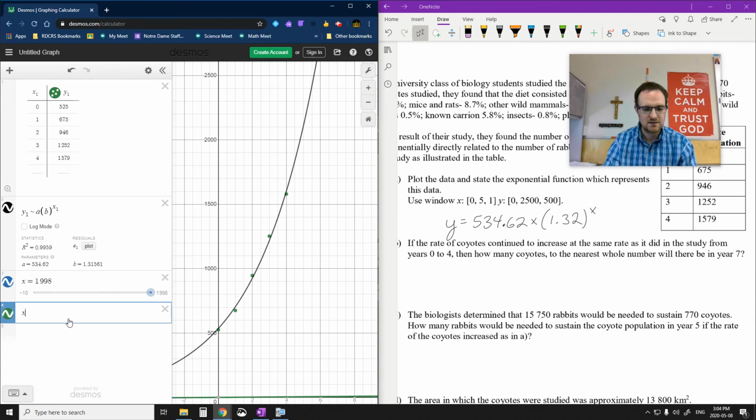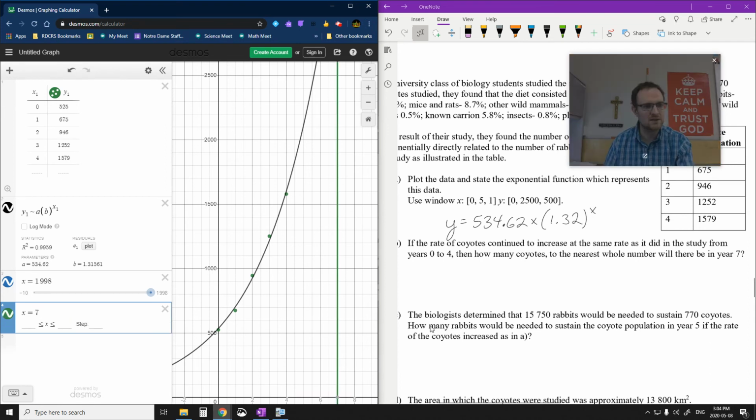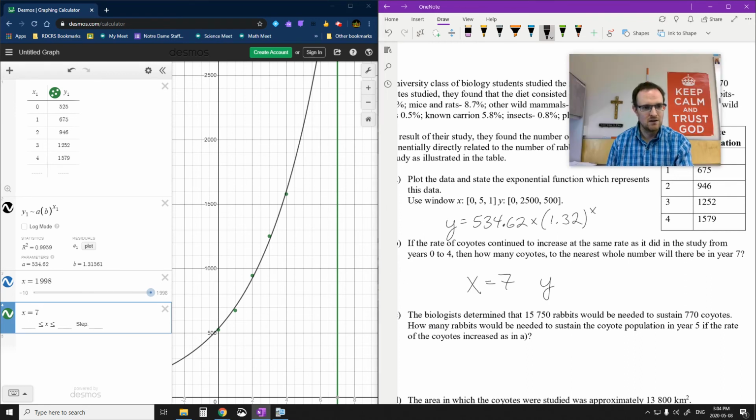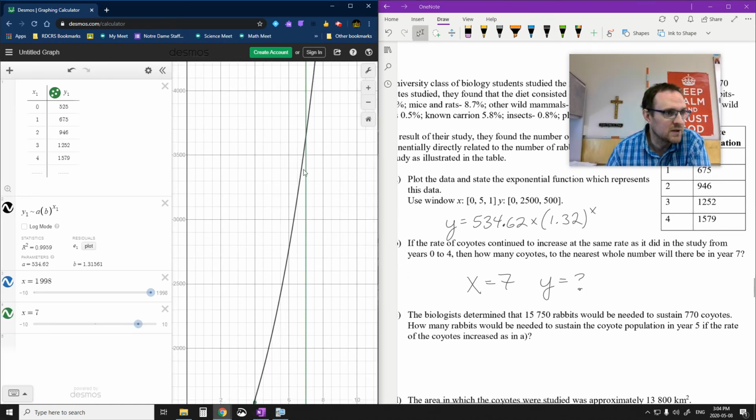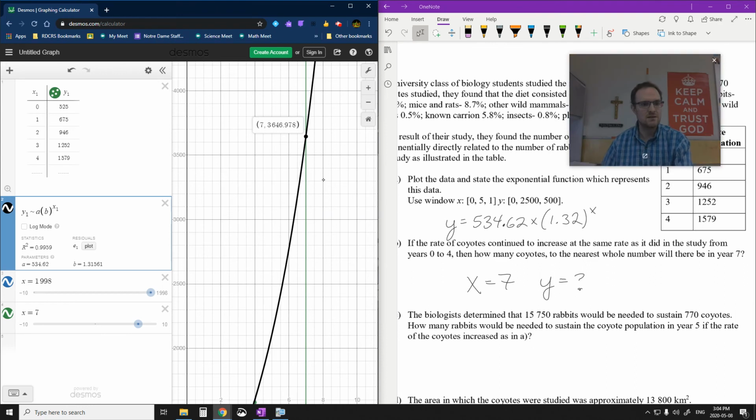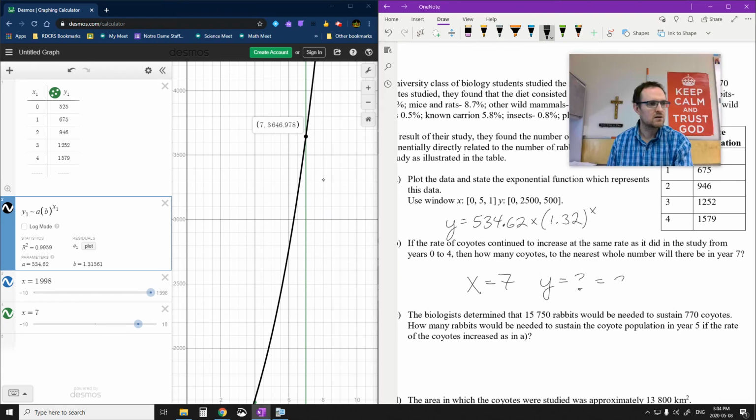Oops. I'll put a nice little vertical line for us. So the question here is asking, when x is equal to 7, what is y? Okay, so I just move my graph around, find that intersection point. This ends up being 3,600, and they're not using decimals here. Well, I can't really have half a coyote. So I'm going to the nearest whole number. So that's going to round up to 47 coyotes. Cool.